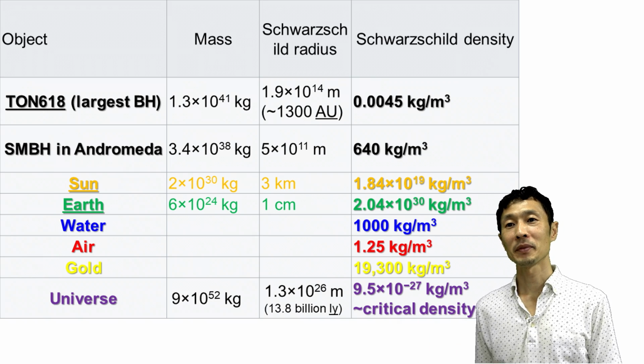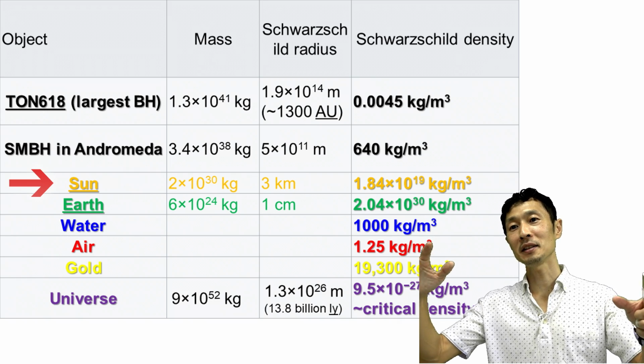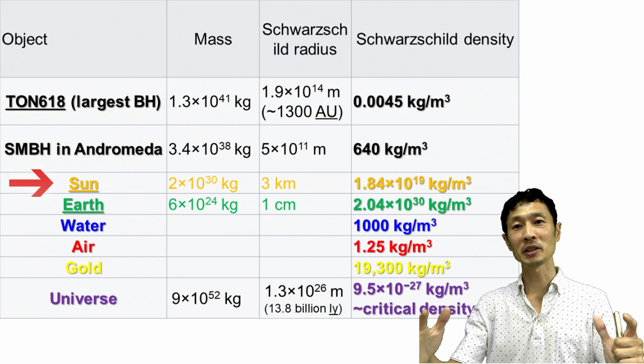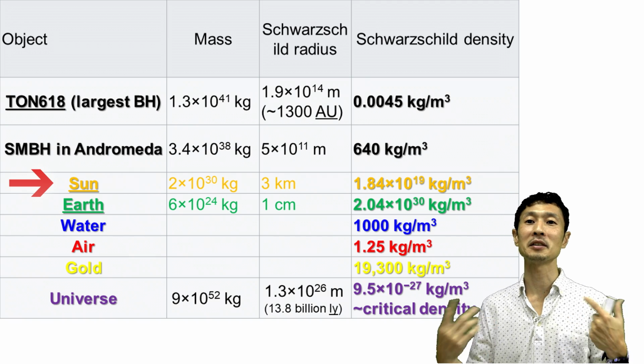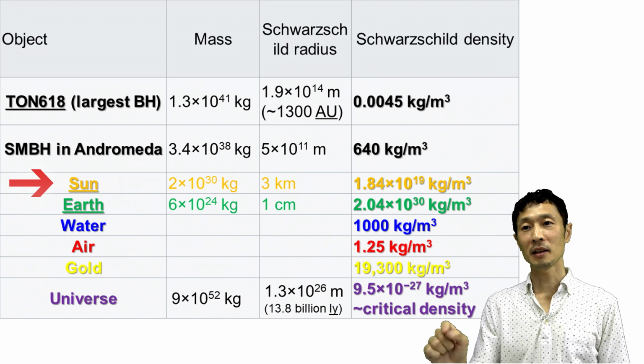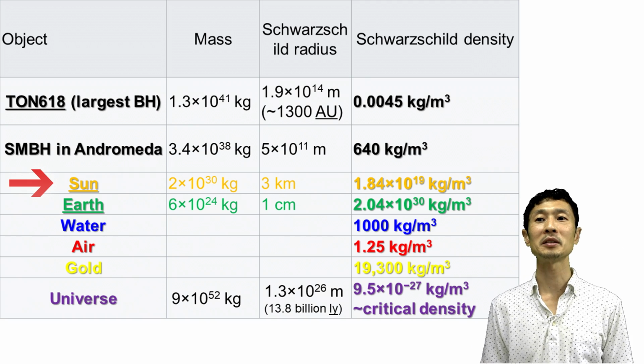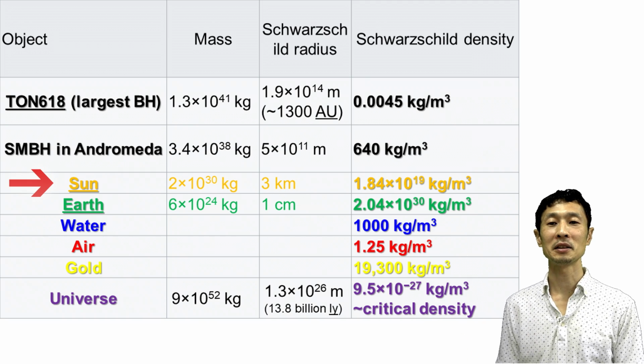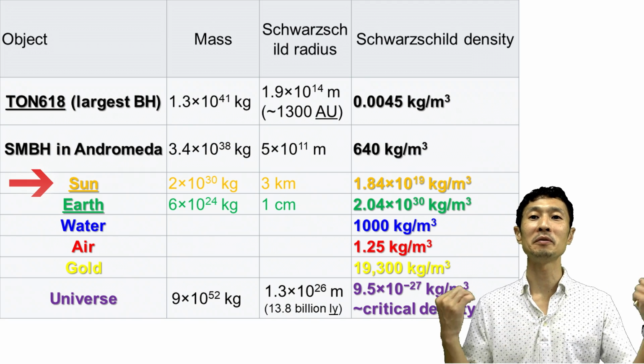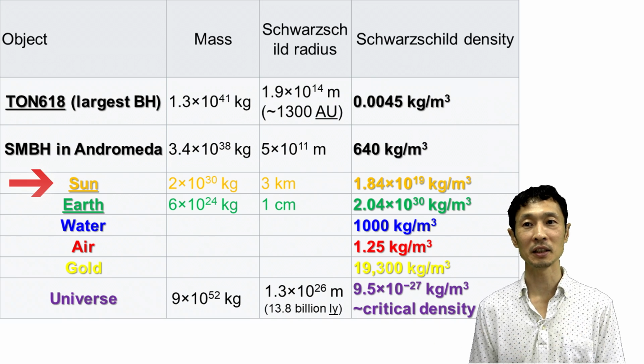Now how about the sun? I said if you squeeze the sun into 3 kilometers, which is the Schwarzschild radius, then the sun becomes a black hole. Then the black hole's density is 10 to the 19 kilograms per cubic meter, still 15 orders larger than the density of gold. So this is very, very high density.